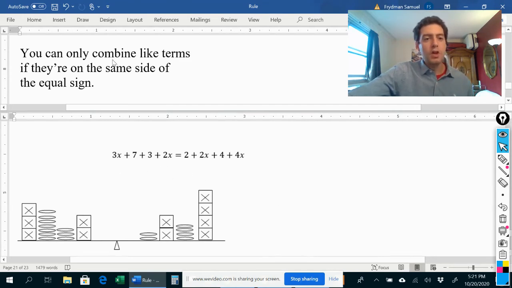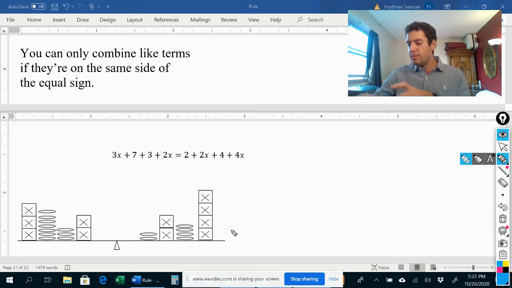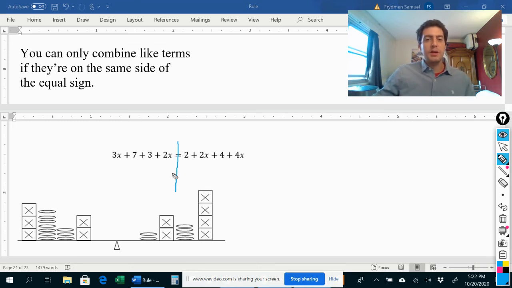So you can only combine like terms if they're on the same side of the equal sign. Here, this 3x and this 2x are both on the left side. Remember, the equal sign is what separates the two sides of the equation. So this 3x and this 2x are both on the left side, so we could combine them. Also, we could combine the 7 and the 3 over here. Remember, combining like terms, I can combine both of these because they both have x, and I can combine both of these because they both don't have x.